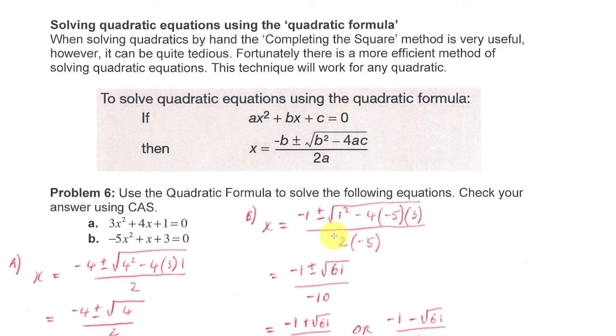So we've got the completing the square method, but we also had this idea of a quadratic formula, and this will work for any quadratic. So if it's in the format ax squared plus bx plus c, then x is going to equal minus b plus or minus the square root of b squared minus 4 lots of a multiplied by c, all over 2a.